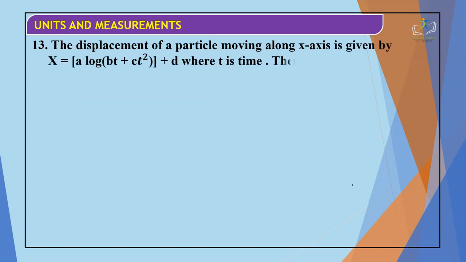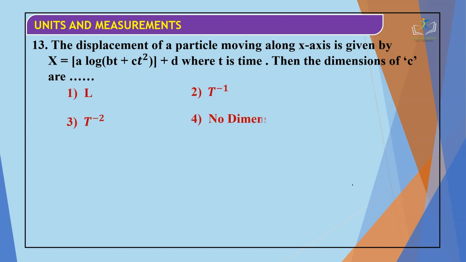Next question we have, the displacement of a particle moving along X is given by X is equal to A plus BT plus CT square plus D, where T is the time. Then what is the dimensional formula for C? So we got these values. Again, CT square is equal to a constant, so C is actually T minus 2. For that scenario, the correct option is option 3.